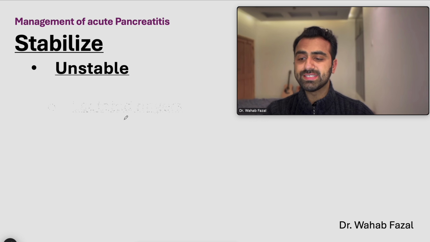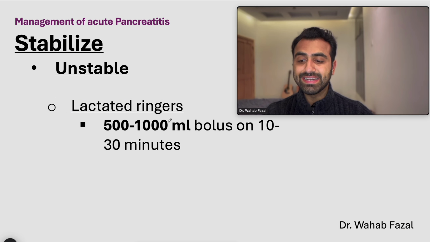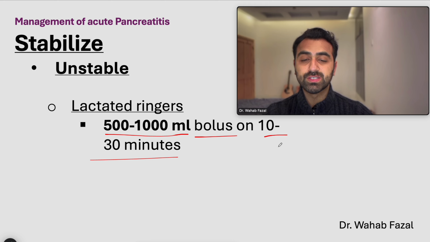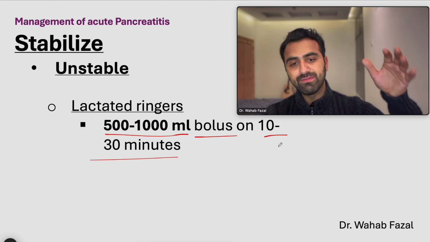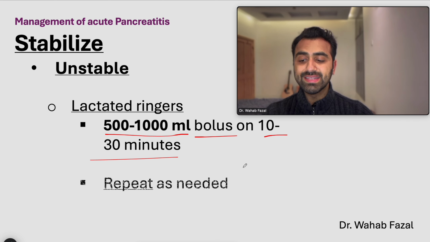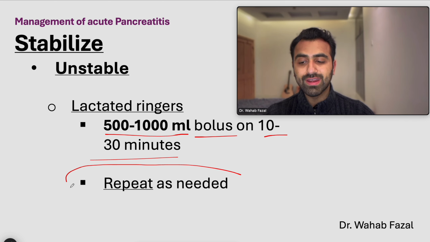If the patient is unstable, you want to start them on lactated Ringer's, basically give them a bolus of 500 to 1000 ml over 10 to 30 minutes. And let's assume the patient is stable now. If the patient is stable now, you want to give them everything else that we talked about before. If the patient is not stable, you want to repeat this as needed.